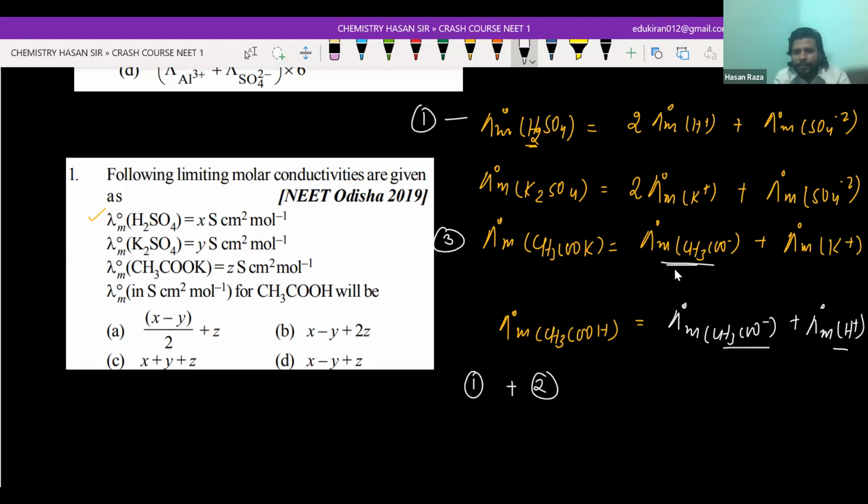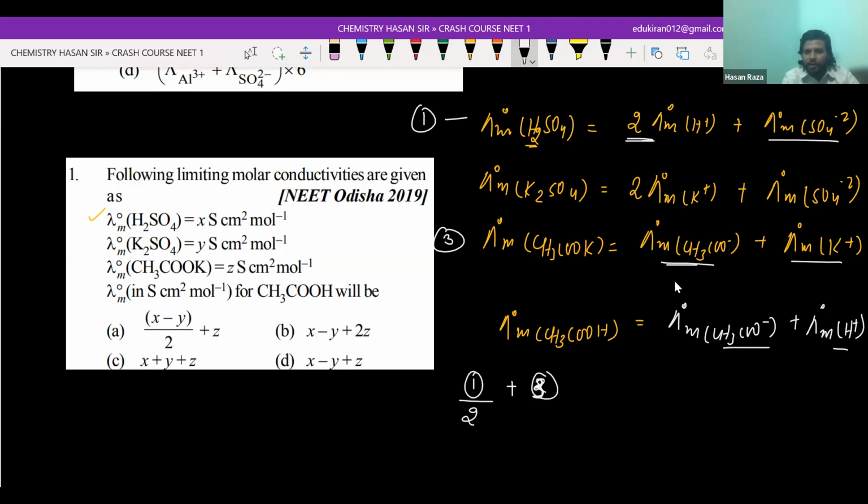And as you can see, in 1 plus 2, you are getting this as well as this as extra. And also we don't need 2 moles of this. So what we are going to do, I'm going to divide the first equation by 2. And in the third equation, you need to add the third equation. So I'm going to write 1 plus 3.